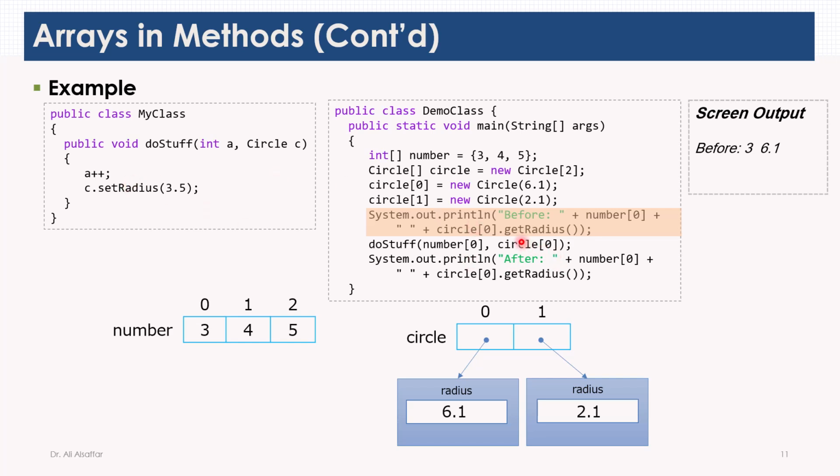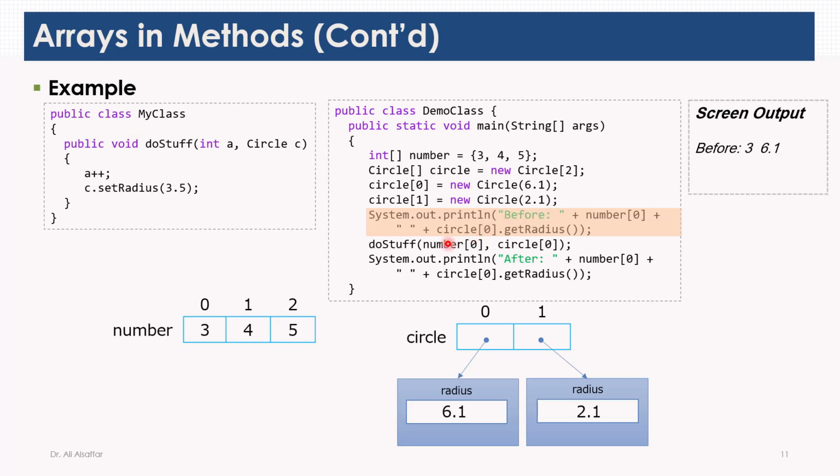So what is printed? Here we are displaying a message, before. At the same time, we are displaying the value for number 0. Where is number 0? This is the array number. At index 0, we have a 3. So in the output screen, 3 is printed, followed by a space, followed by circle 0. Where is circle 0? This is circle 0. It is pointing to an object of type circle, and we are calling the object's getRadius method. So it will get us the radius of this object, which is 6.1, and 6.1 is printed on the screen.